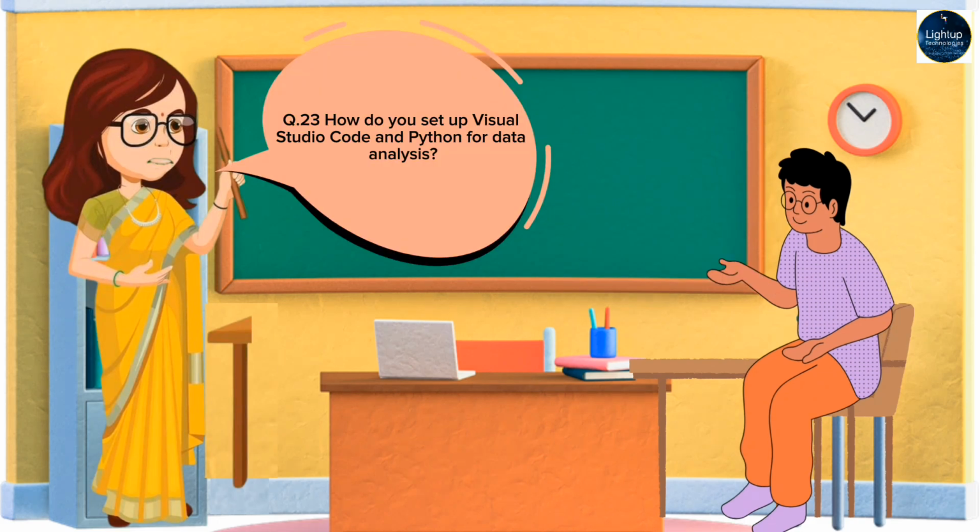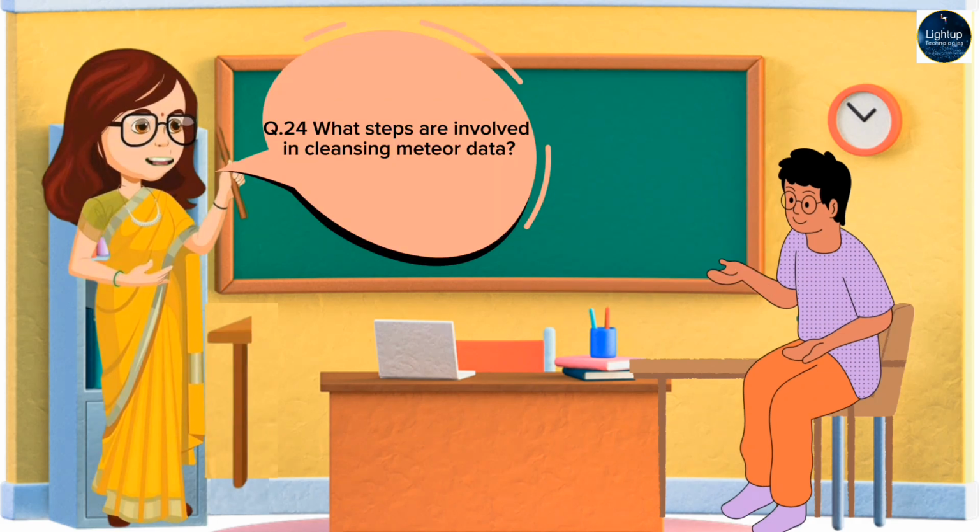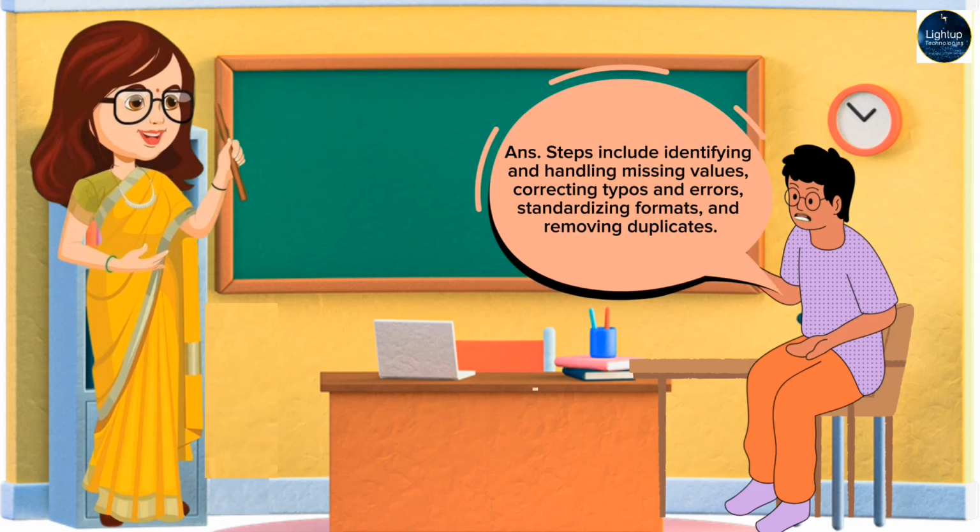How do you set up Visual Studio Code and Python for data analysis? Install Visual Studio Code, add the Python extension, and configure the interpreter. Optionally, install additional packages like pandas and matplotlib for data manipulation and visualization. What steps are involved in cleansing meteor data? Steps include identifying and handling missing values, correcting typos and errors, standardizing formats, and removing duplicates.